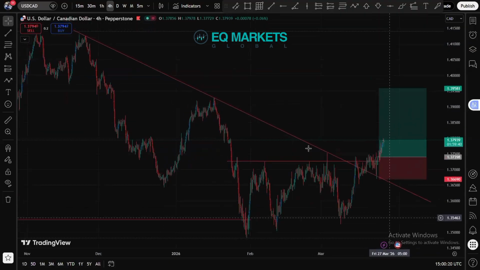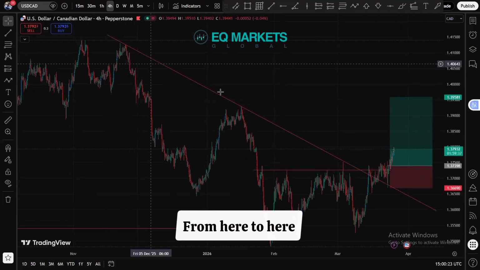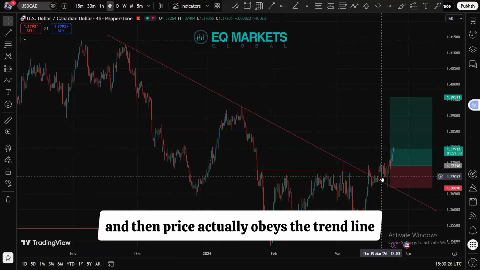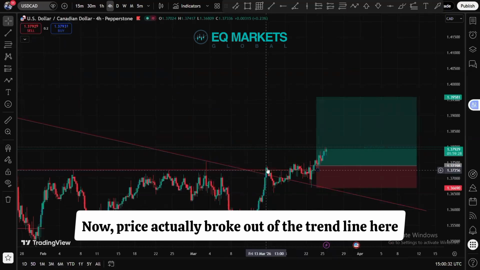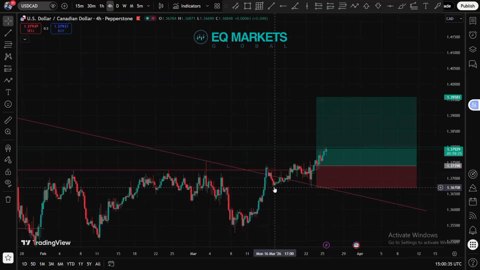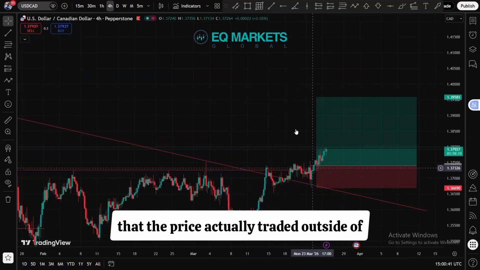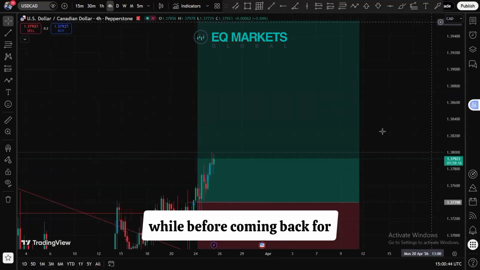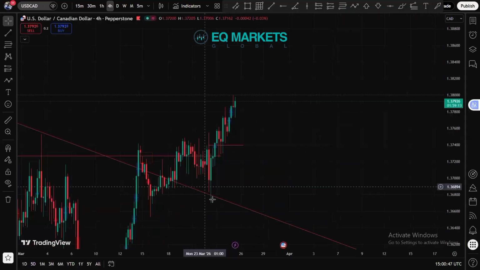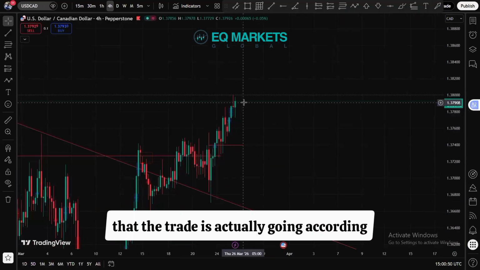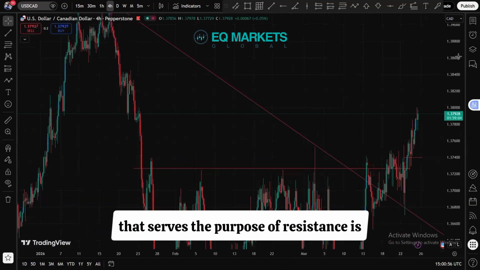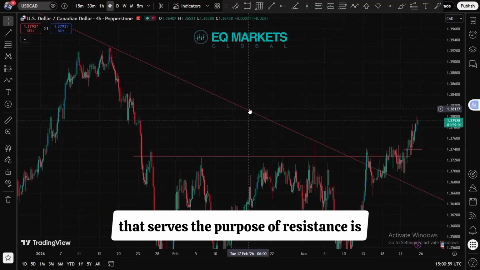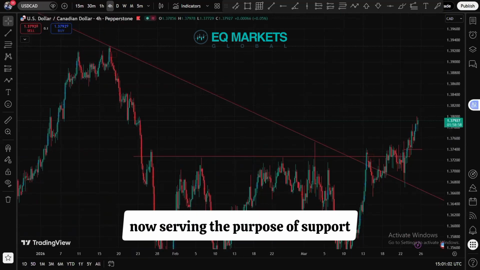So that's it right there. From here to here, and then price actually obeys the trend line. Then we can see that price actually went out. Now, price actually broke out of the trend line here, interacted with it for the 3rd time, reacted, and then broke out of it. And then you can see that the price actually traded outside of the trend line for a while before coming back for that same trend line right here. And then you can see that the trade is actually going according to plan. So this trend line that served the purpose of resistance is now serving the purpose of support.